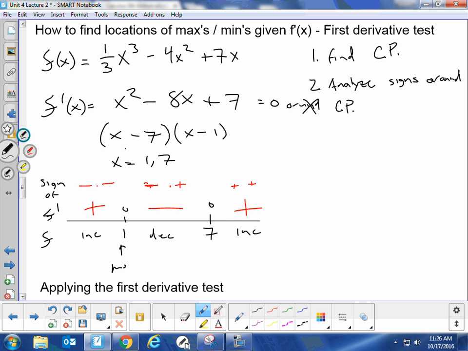So I must have a max on f at 1. I must have a min on f at 7. So again, if I were to sketch this, I'd focus at 1 and 7, and I could actually go back and plug 1 and 7 into my original function and find out the specific locations of these maxes and mins. This is something that your book stresses. I actually won't stress this as much as the book. So I just want you to find the x locations of the maxes and mins.